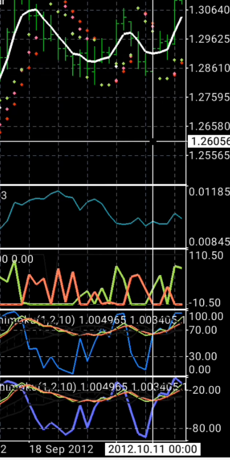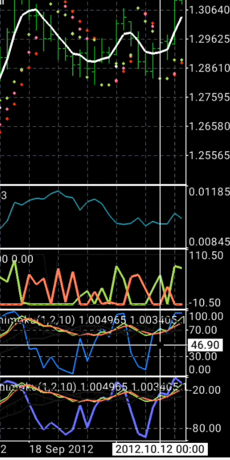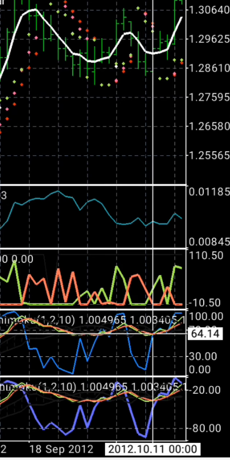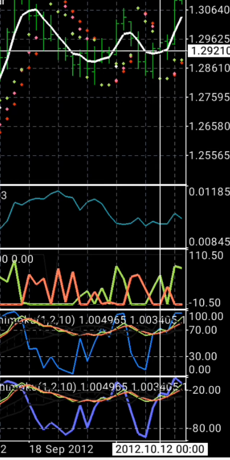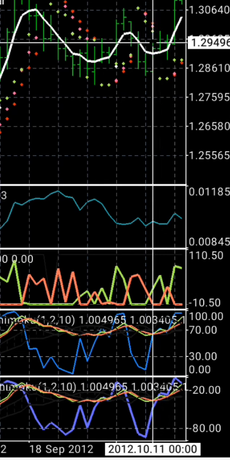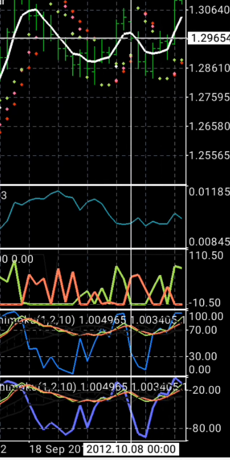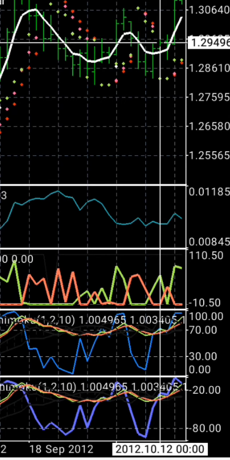Getting here, we'll have exited here. Entering here and leaving here is not a whole lot of profit, but certainly we did not lose this particular trade. We made a small profit, but it's still a profit, big or small.